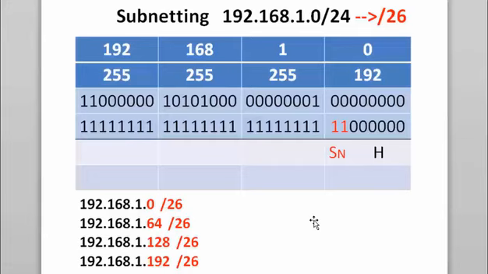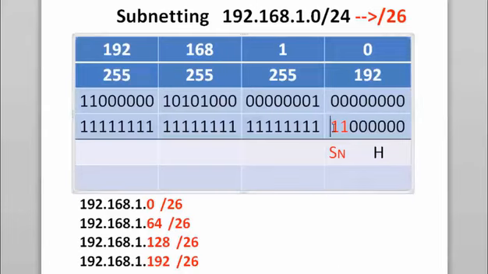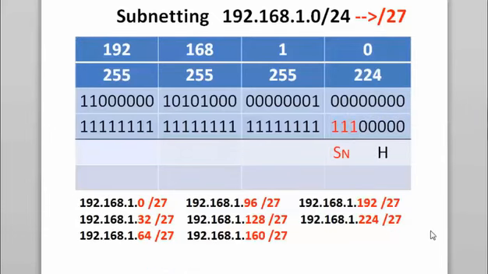The subnetworks that are created are the 192.168.1.0 subnet, the 64 subnet, the 128 subnet, and the 192 subnet. Notice how the number of borrowed bits and the number of host bits determines a lot about the subnet. If I borrow 3 subnetwork bits, I now have a /27, so it goes from /24 to /27. I have 3 subnet bits. 2 to the 3rd power is 8. 2 times 2 times 2 is 8.